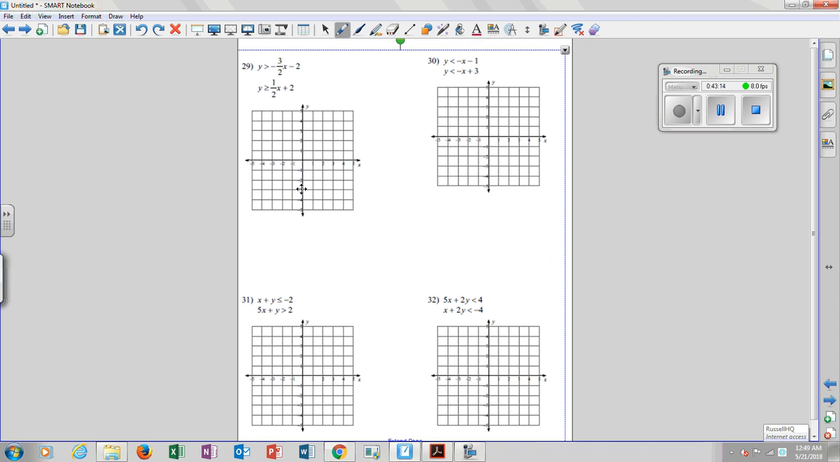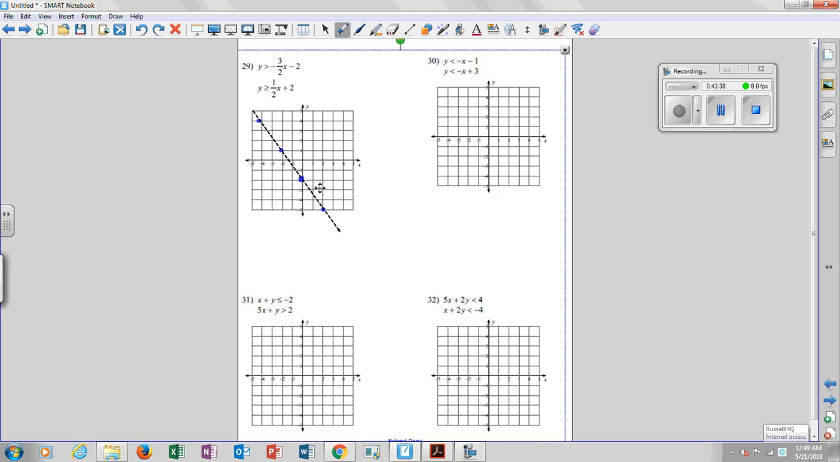Number 29, go down 2, make a dot, then you go down 3 and over 2, or up 3 and left 2. This does not have an equal sign underneath it, so it's a dotted line. You would be shading above it.